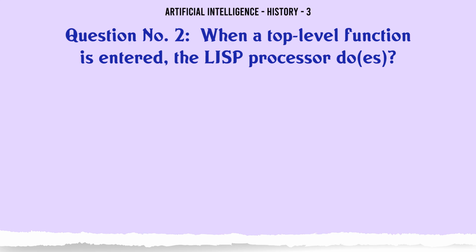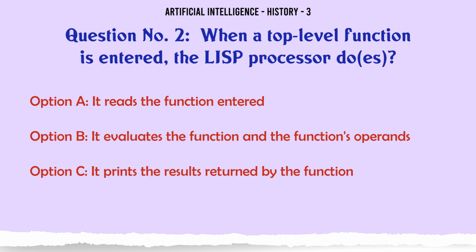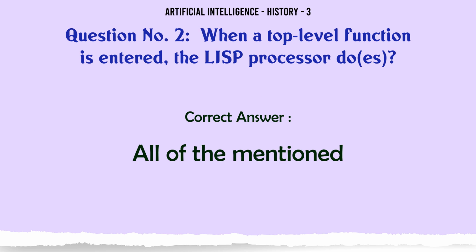When a top-level function is entered, the Lisp processor does: A. It reads the function entered. B. It evaluates the function and the function's operands. C. It prints the results returned by the function. D. All of the mentioned. The correct answer is all of the mentioned.